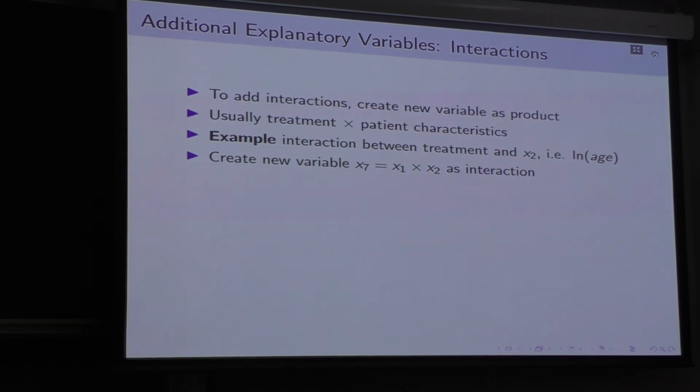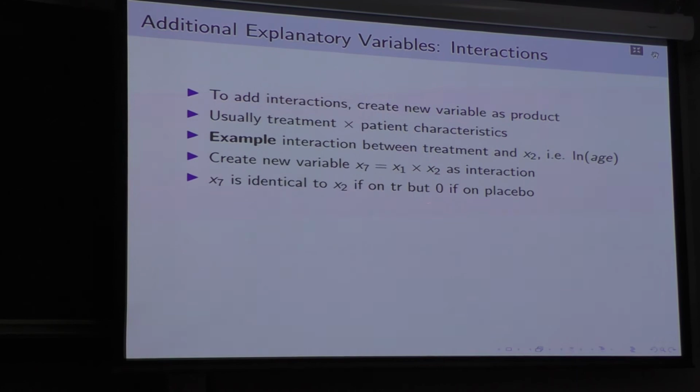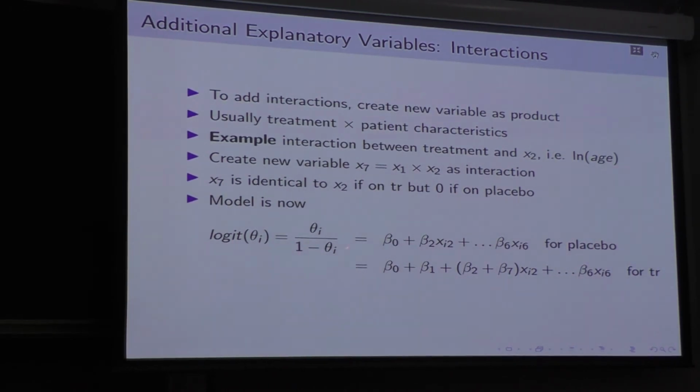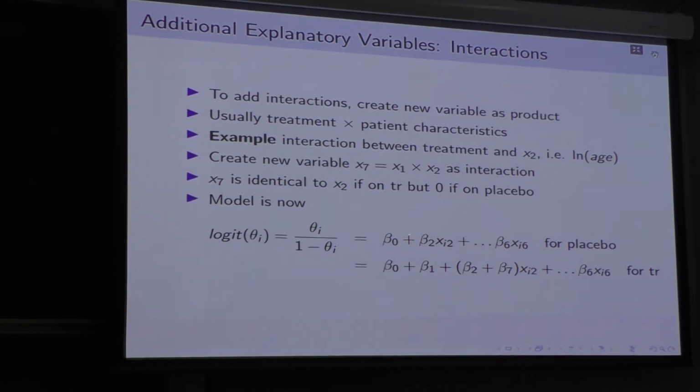Literally, you multiply together the things. So x7 will be the same as x2 if you're on treatment, but it will be 0 if you're on the placebo, because x1 was just 0 or 1. And if you put it in the model, it's the obvious thing, the thing we've got on this side. If you're on placebo, you will just not have anything here with x1, and you'll also have nothing to do with x7. So you'll have no x1 and no x7.